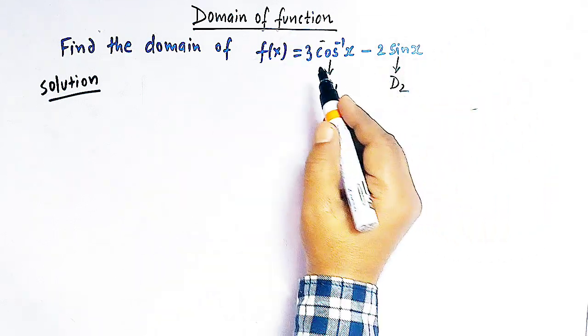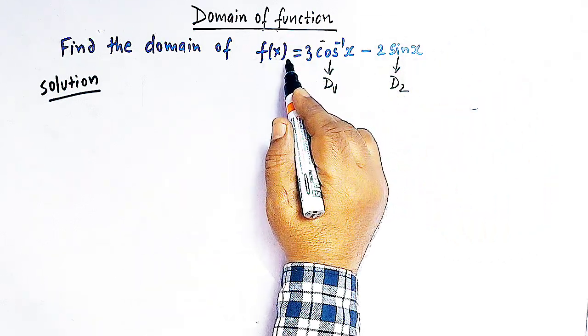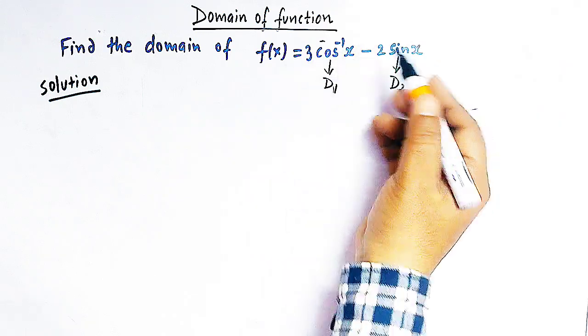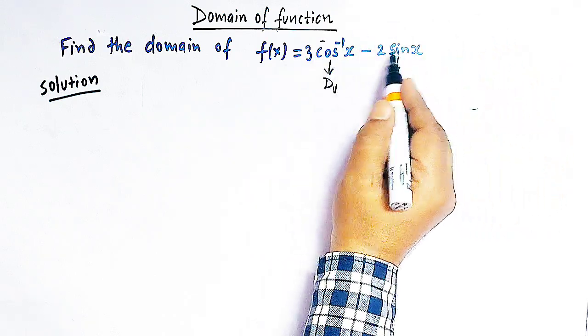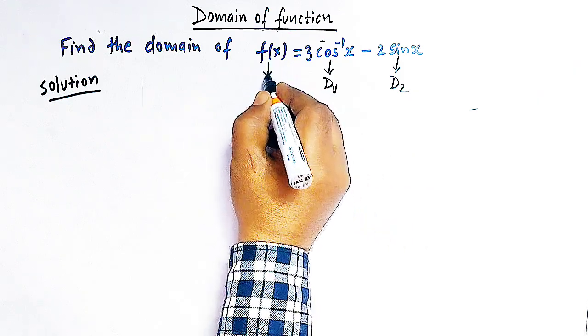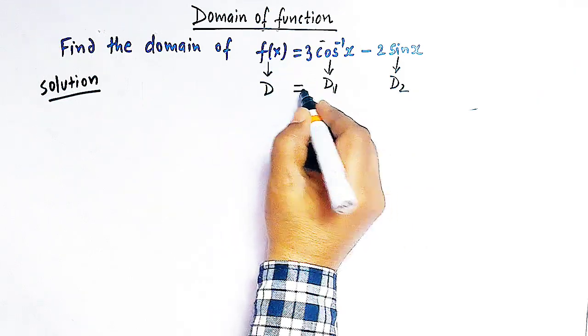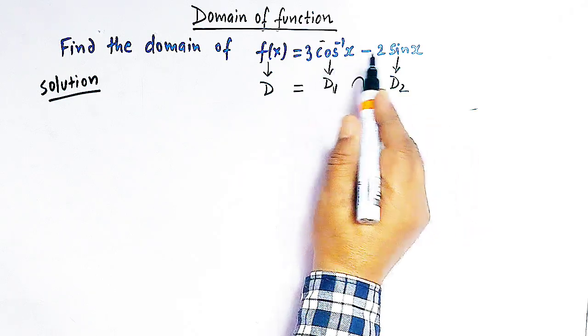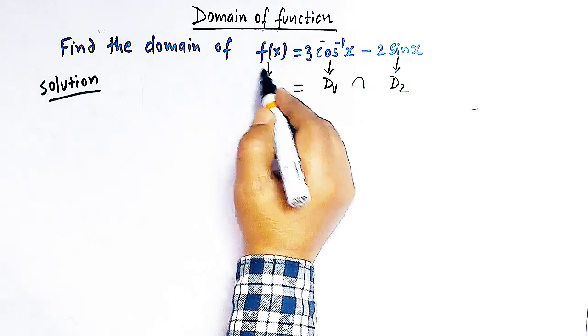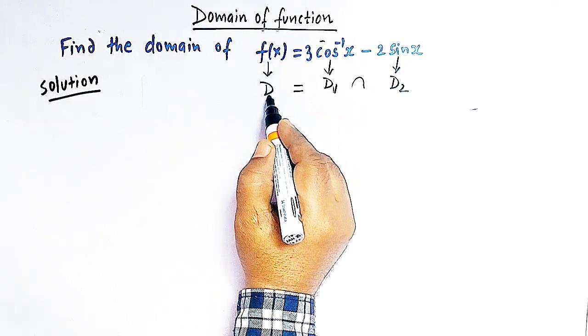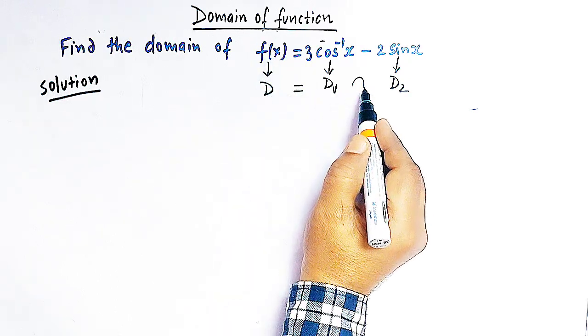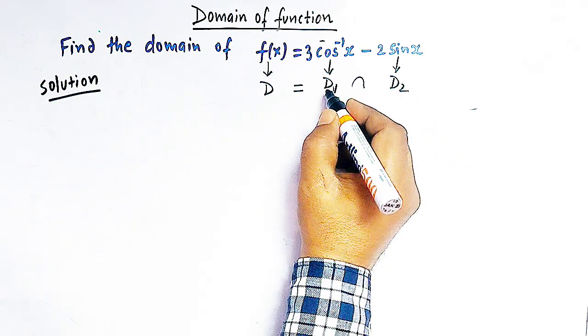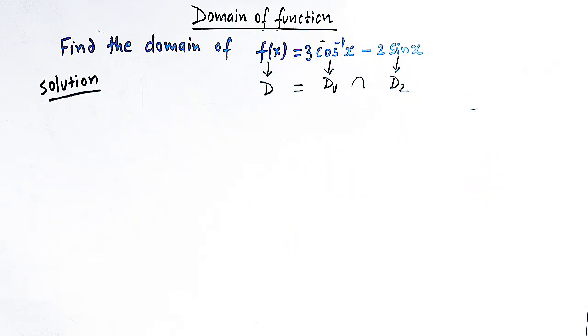And we know that if we have a function f of x which is the sum of two functions, or the difference of two functions, then the domain of this function f of x is given by the intersection of the domain of this function and this function. So the domain of this function f of x, that is d, is equal to d1 intersection d2. So let us first see the domain of d1 and the domain of the function sine x, that is d2.